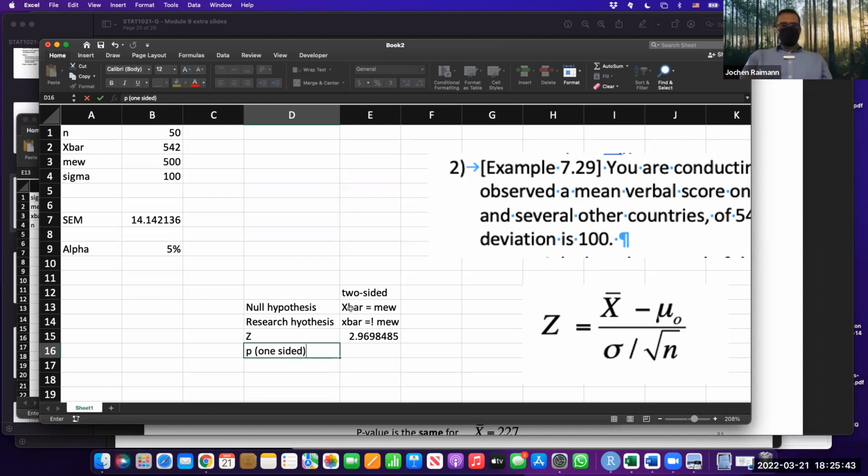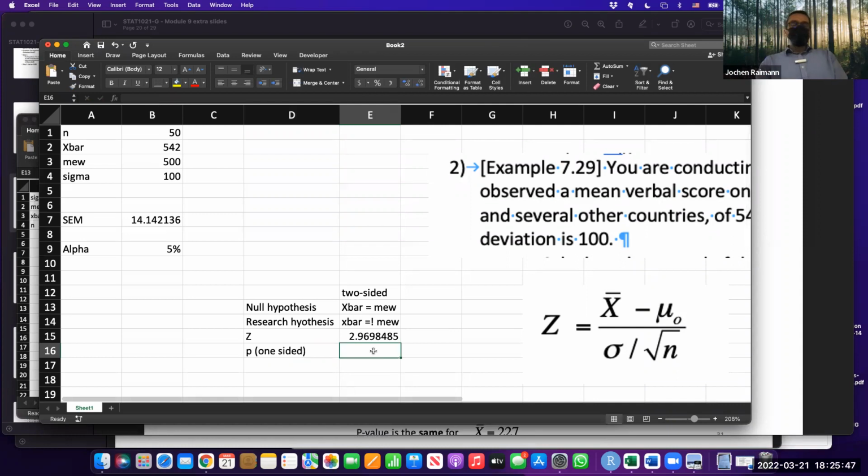But you have here the overview. So P one-sided, and there's now a formula. There's a formula in Excel that allows you to get the P. What's important is that you know which P you're looking at, because now you're positive. You know that your mu is smaller than your X bar. So you have a positive set score, so you want that set score to the right.